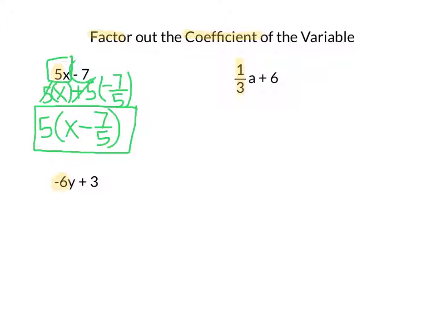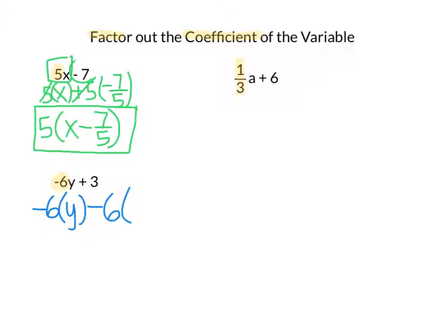Negative 6y plus 3. Again, I need to factor out the negative 6. Of the first term, that's easy. I need to put that in parentheses. Negative 6 times y. Again, I need to factor out a negative 6.